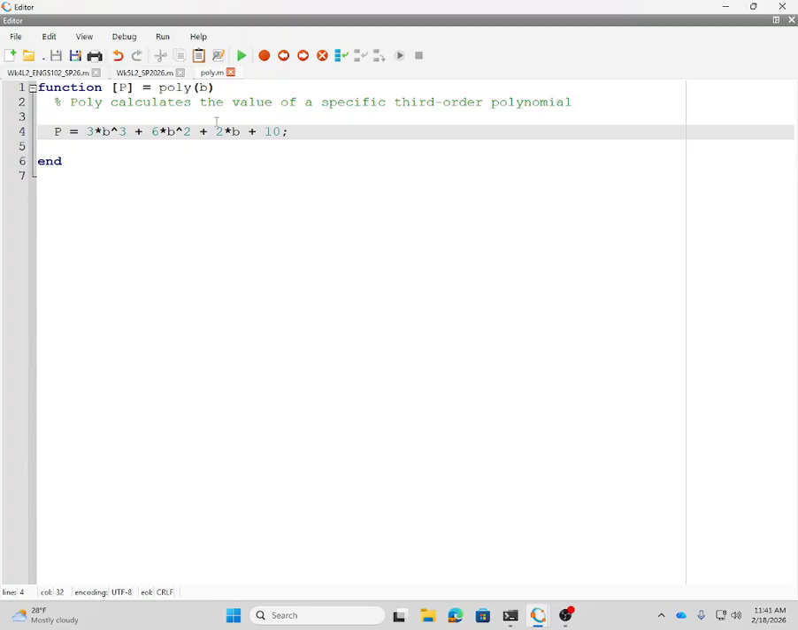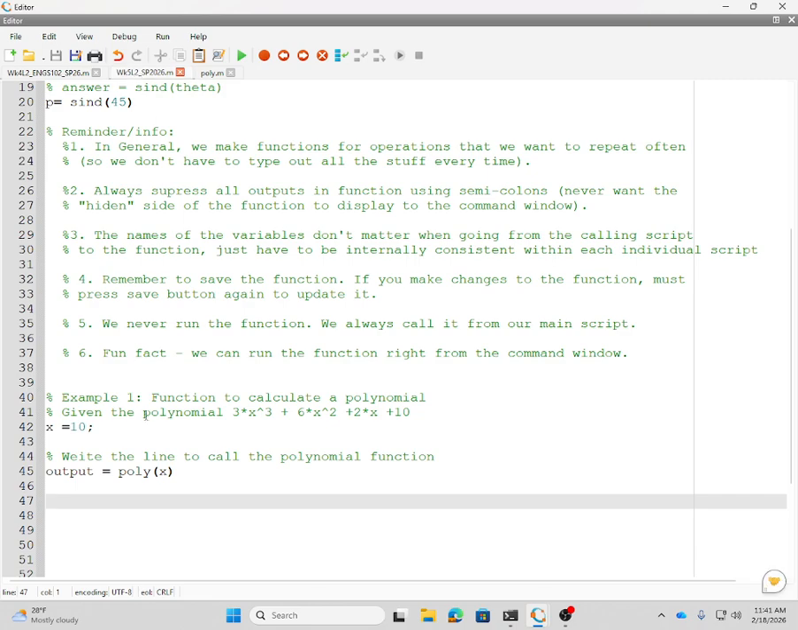Okay, now example 2. Okay, let's do another example, okay? It's example 2. Function for the quadratic formula.